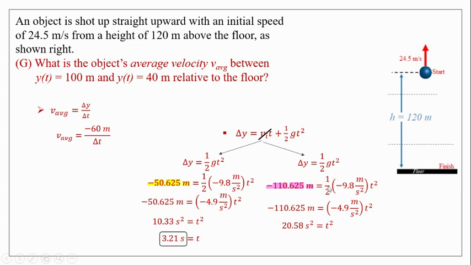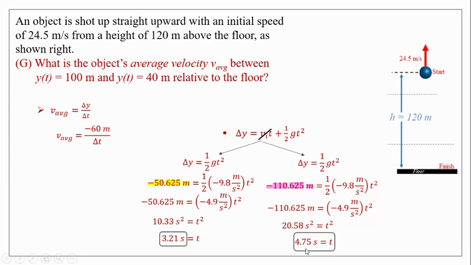So I simplify the right side down to negative 4.9 again, and then to get t squared by itself, divide both sides by negative 4.9. That will give you a value of 20.58, but this is t squared. Now to get t by itself, we radical both sides, so the square root of 20.58 is just 4.75 seconds.